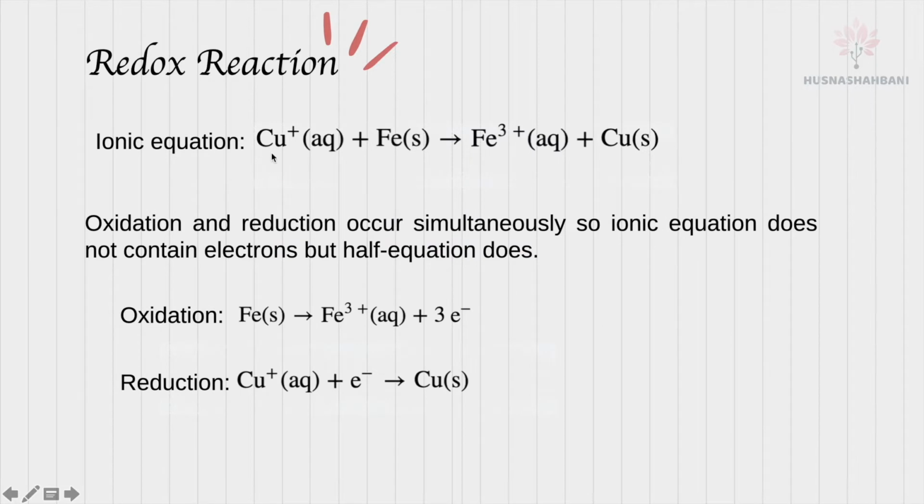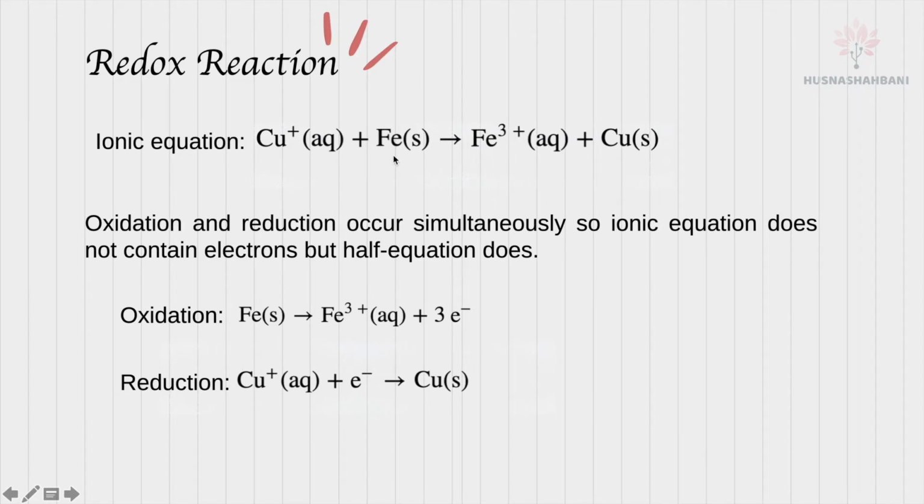Ionic equation: Cu plus aqueous plus Fe solid. The products are Fe3 plus aqueous plus Cu solid. Oxidation and reduction occur simultaneously, so the ionic equation does not contain electrons, but the half equation does. This is a half equation example. So this is a full ionic equation.